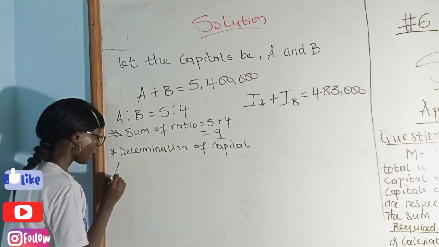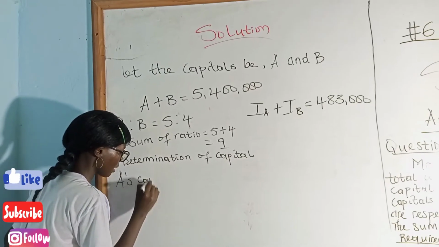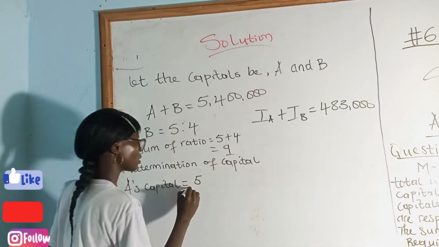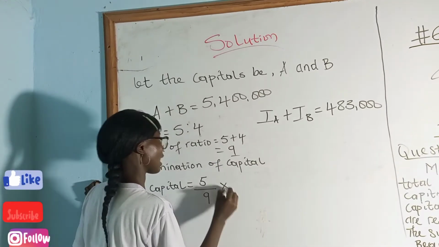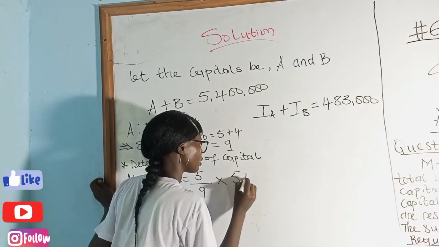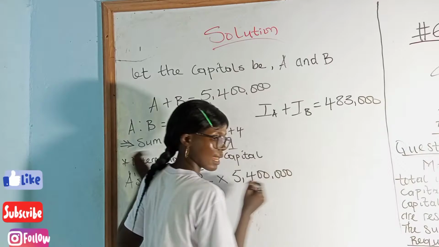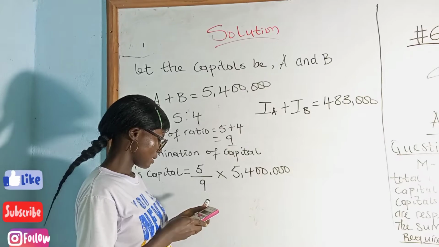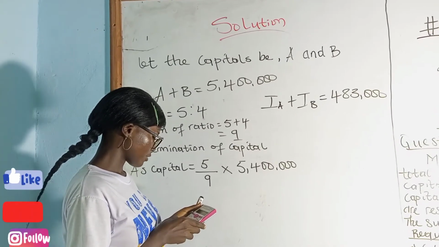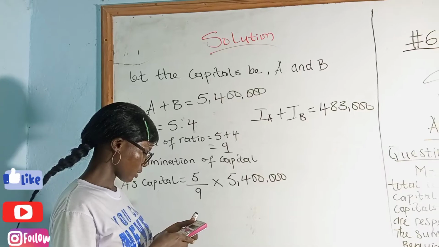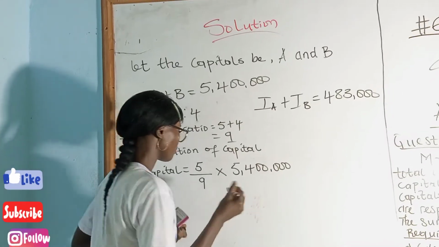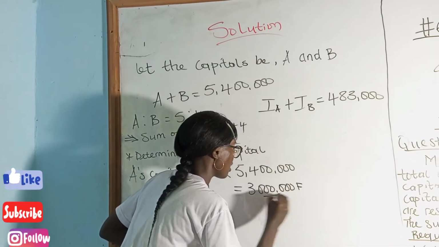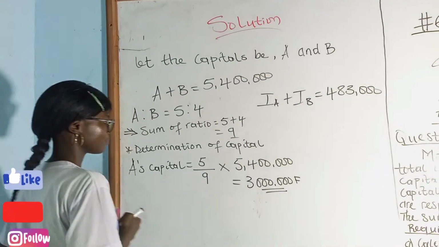Determination of capital. Now you can easily determine your capital because you're given the ratio of your capitals. So you take A's capital is equal to 5, which is its ratio, divided by 9, the sum of ratio, times the sum of the capital, 5,400,000. Let's all take our calculator and calculate. 5 divided by 9 times 5,400,000 gives 3 million francs. This is A's capital.